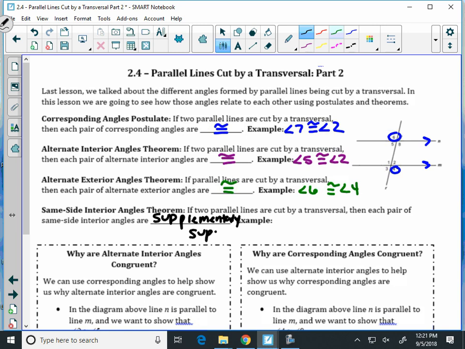I also like to write it as sup. You can write the whole word, or just write sup with a double P. So who can give me a pair of same side interior angles? 5 and 1. Both inside those parallel lines on the same side of that transversal. So we can say the measure of angle 5 plus the measure of angle 1 is equal to 180 because they are supplementary same side interior angles.